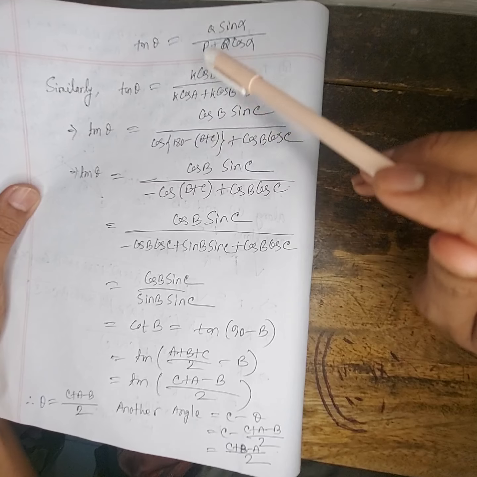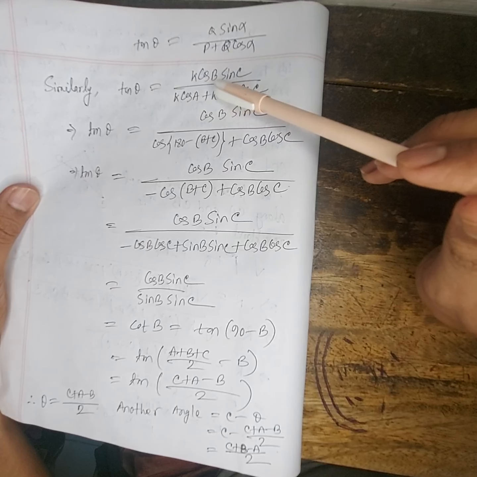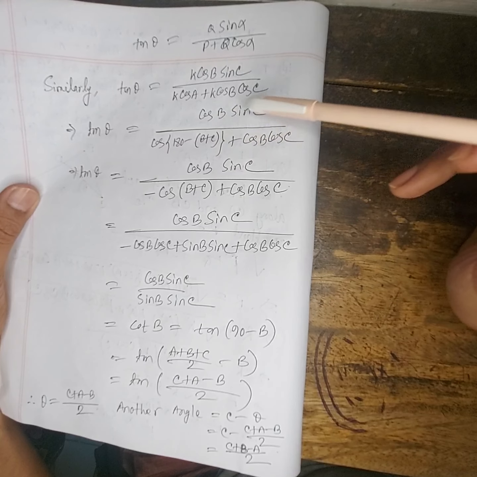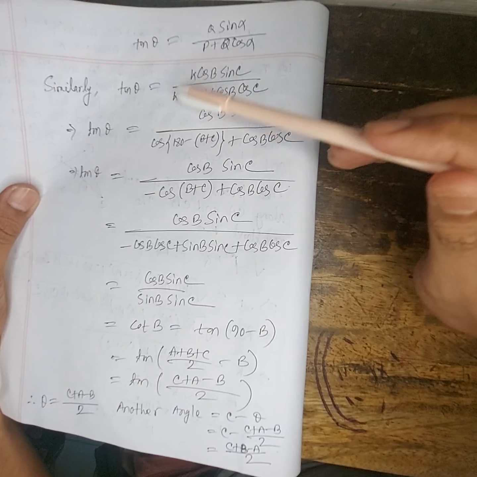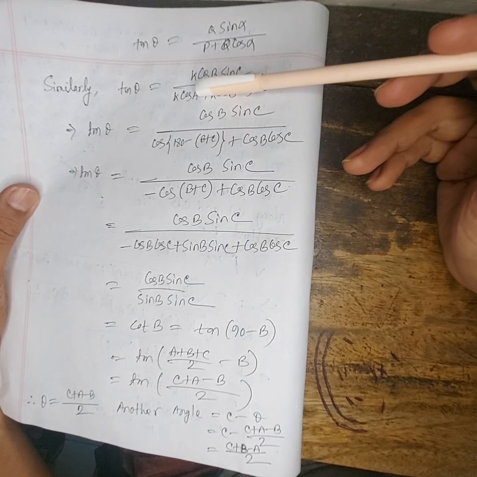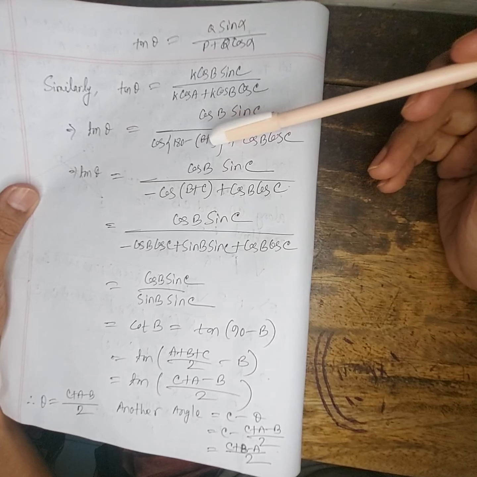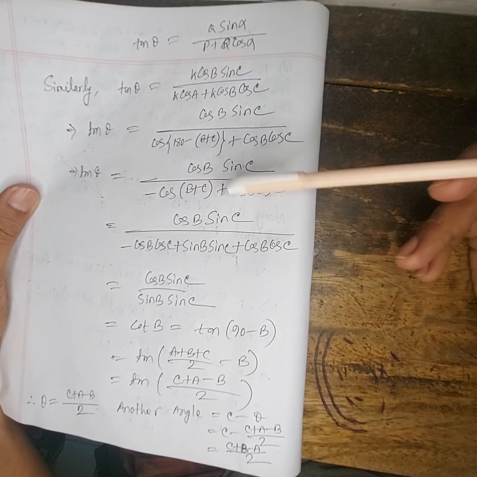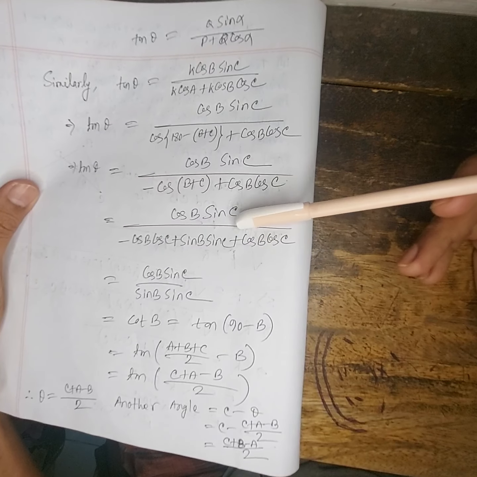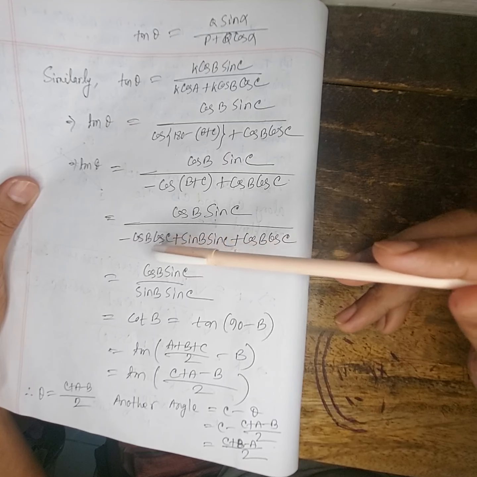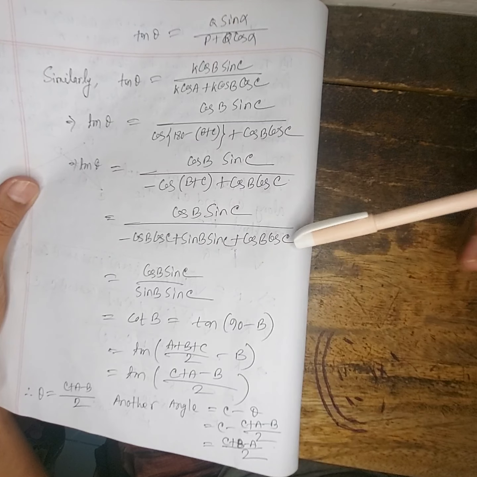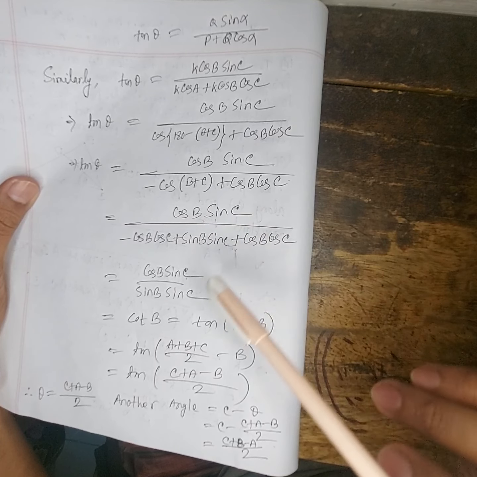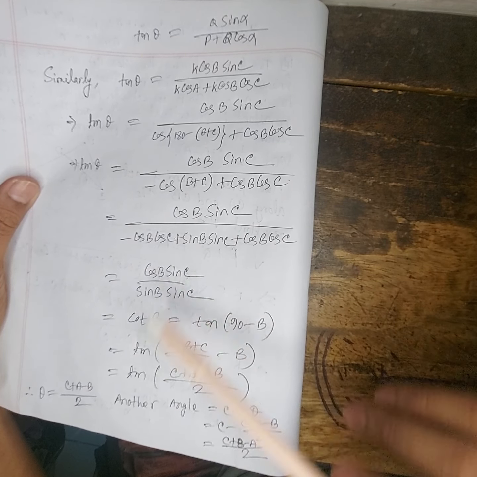By applying this formula, we know q is equal to k cos b here and p is equal to k cos a here. By substituting the value, we get k cos b sin c. We can cancel k from numerator and denominator, and we can substitute a by 180 degree minus b plus c. So cos b sin c divided by minus cos b plus c plus cos b cos c. Cos b sin c divided by minus cos b cos c plus sin b sin c plus cos b cos c. These two terms will cancel each other. So cos b sin c divided by sin b sin c. Here we get cot b.